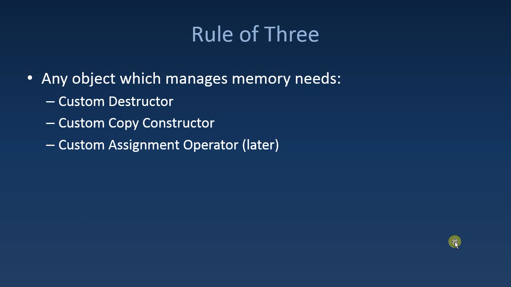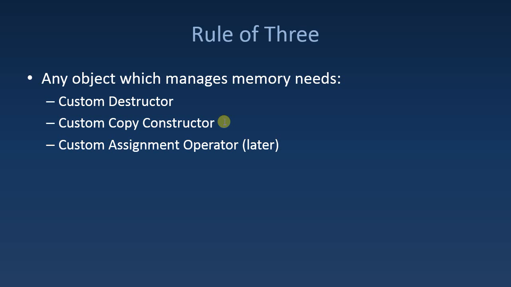There's this idea of the rule of 3. And basically it's just a rule of thumb that if you know you've got an object that's in charge of memory, right, so it's got a pointer, and it's the object we've determined is responsible for that memory, the one who needs to delete it when we're done with it, we need to provide 3 things. We need to provide a custom destructor, a custom copy constructor, and we need a custom assignment operator.